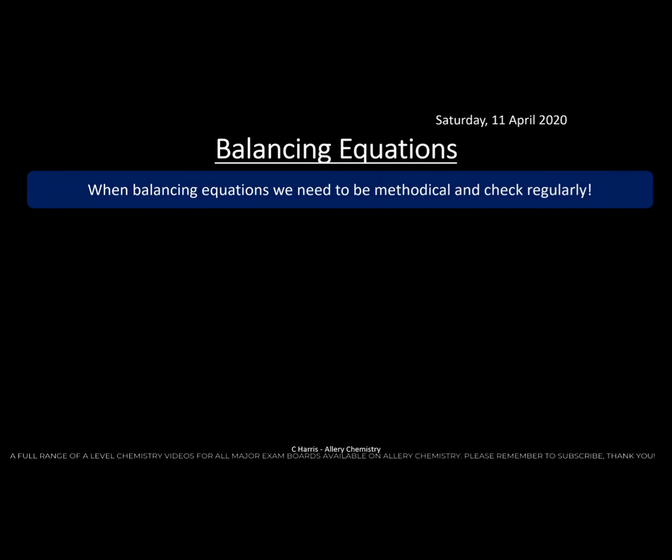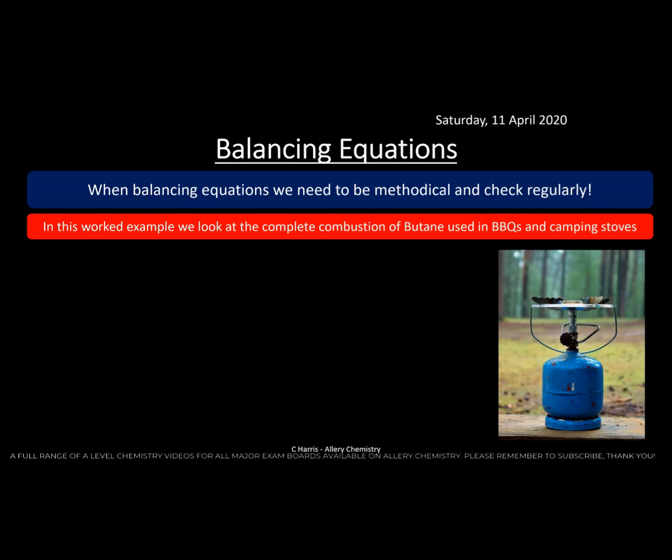Okay, so balancing equations, we need to be methodical. Balancing can be quite tricky, but really all we're looking at is that you've got to have the same number and types of atoms on the left as you have on the right, and it's as simple as that. However, in practice it can be a little bit more tricky. You've got to be methodical and constantly check how many carbons we have on the left, how many carbons on the right, how many hydrogens, etc. So in this example, we're going to look at the combustion of butane.